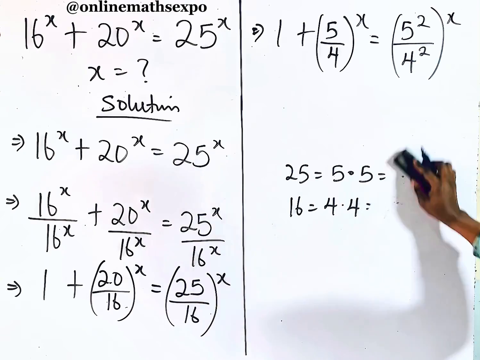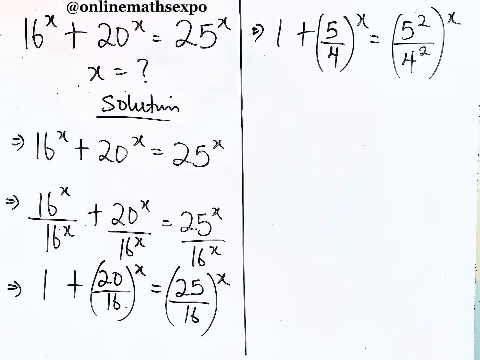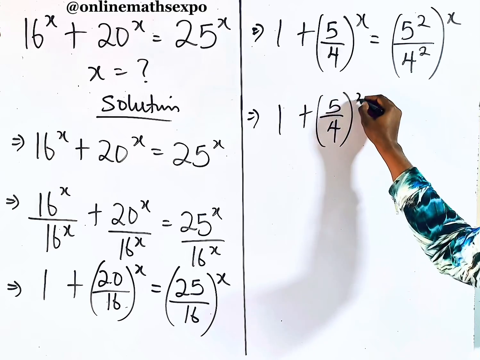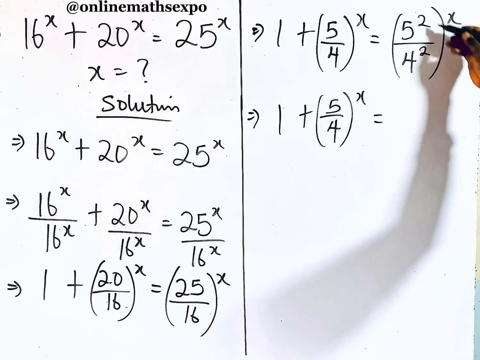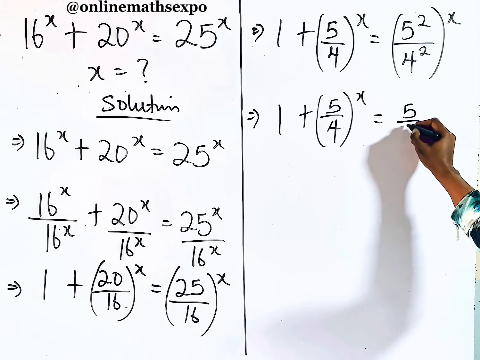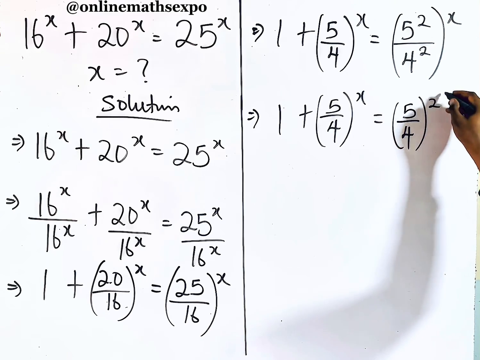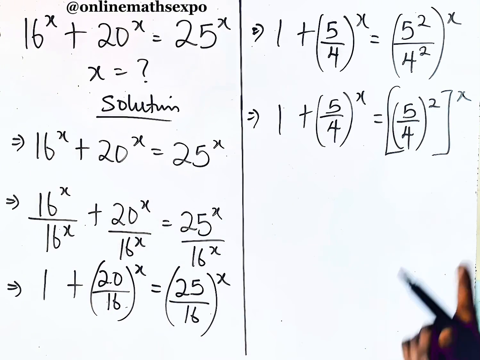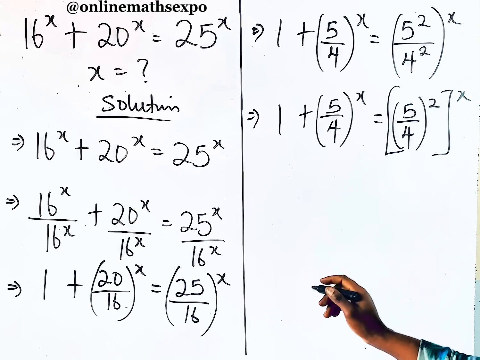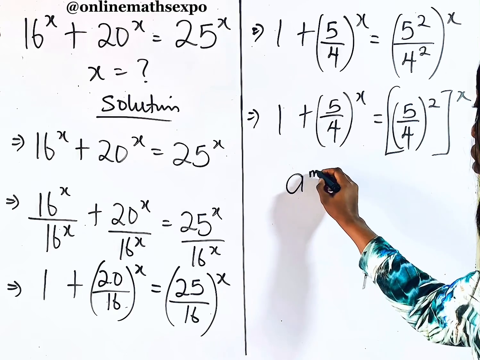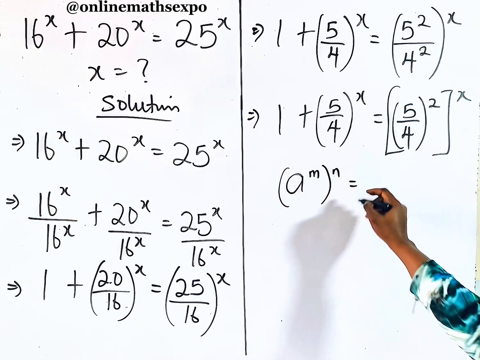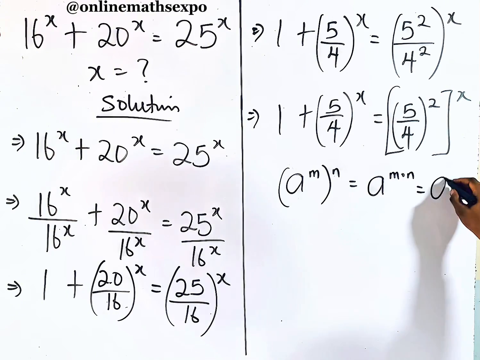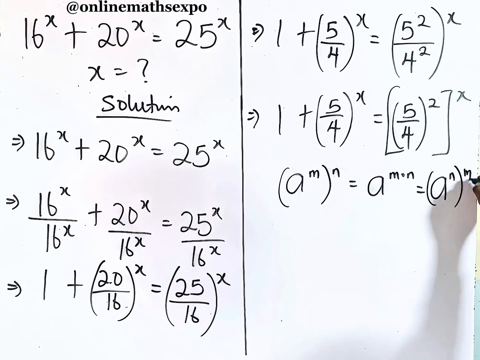Beautiful. Now what next? Keep simplifying. We are going to now have 1 plus 5 on 4 to the power of x is equal to, remember the rule we stated earlier. So this is the same as 5 on 4 squared, then raised to the power of x. Now remember also that for every a to the power of m raised to the power of n is always equal to a to the power of m multiplied by n, which is a to the power of n raised to the power of m.